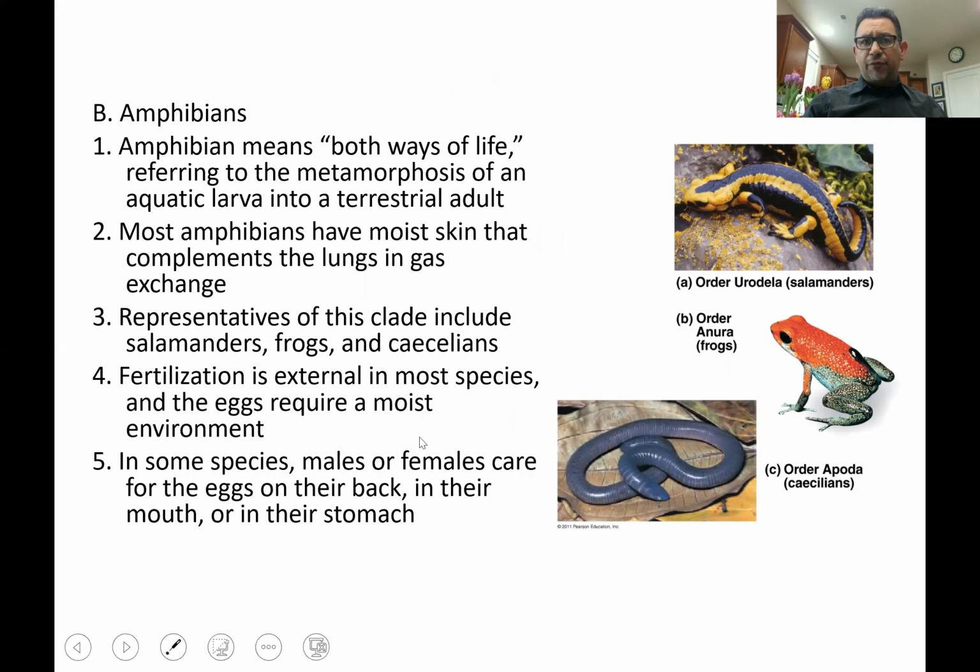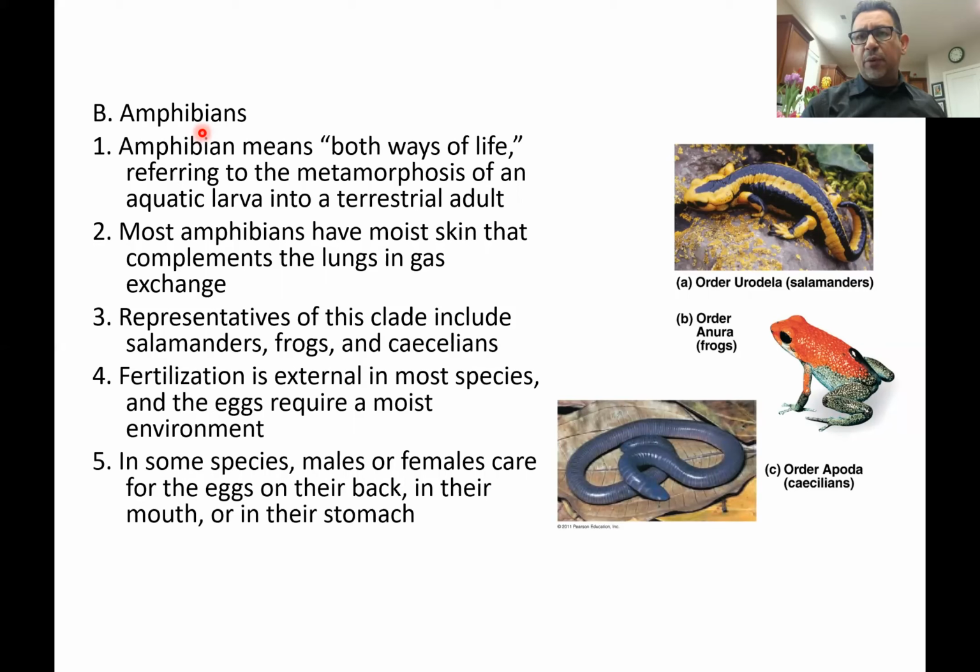The first group, the first clade of tetrapods, is going to be the amphibians. The word amphibian itself makes reference to a double life. Amphi means both. Bians, like biology, means life. So they can have part of their lives living in water, but they can also spend part of their time outside of water on land.